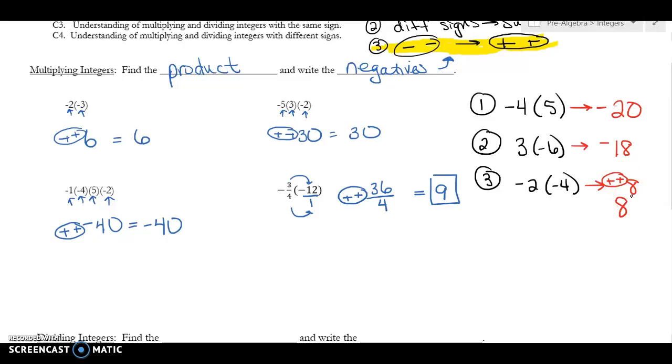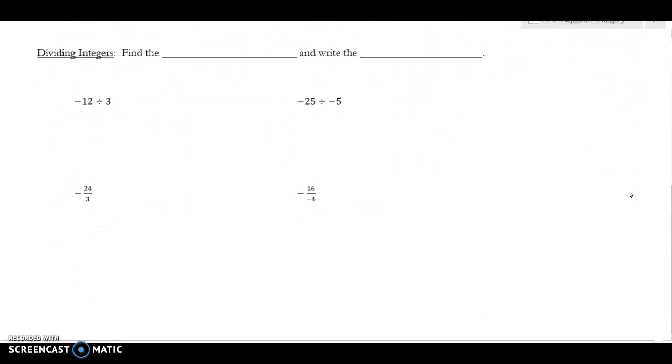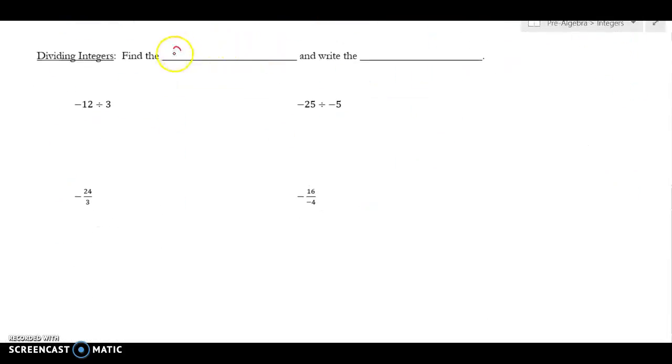Now what's nice is the same rule applies for dividing. So for dividing, you're just going to find your quotient. That's what that word is. Quotient means divide. And then you're going to write your negatives again. So why don't you try these just like we did before. Do the math and then write your negatives. And if you have more than 1 negative, you can circle 2 at a time and make it positive. So press play when you think you're ready.